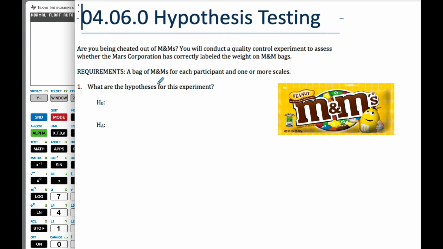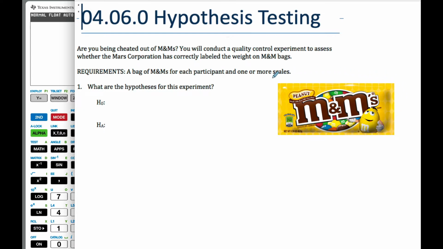Hello, it's Mr. Rops here, and today we're going to talk about hypothesis testing. This is a really big deal in inferential statistics, and this is really what we do every time. I've kind of hinted at it when we've done confidence intervals, but here we're going to get into it for real.